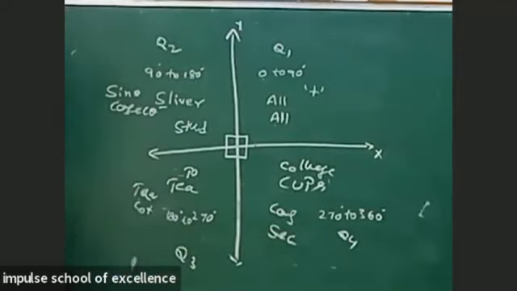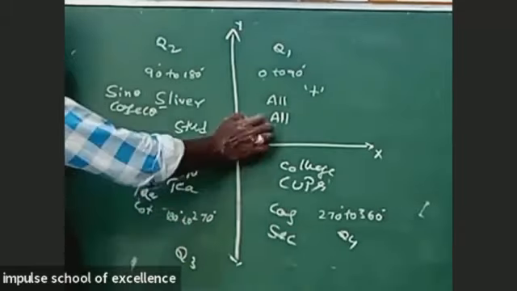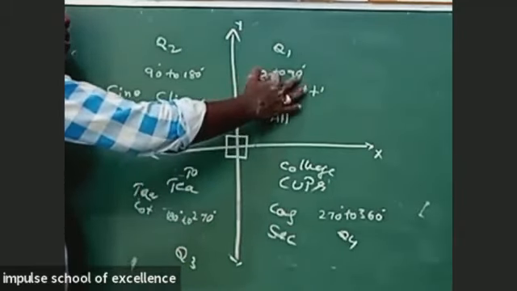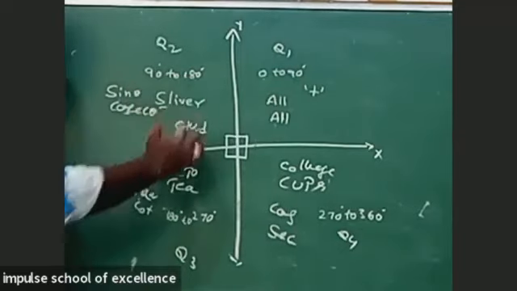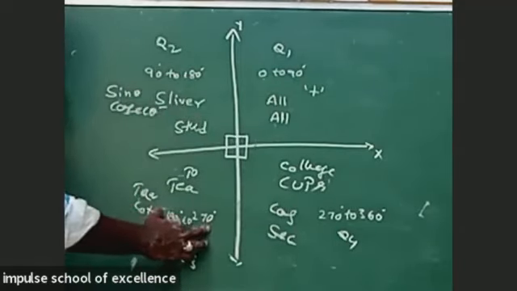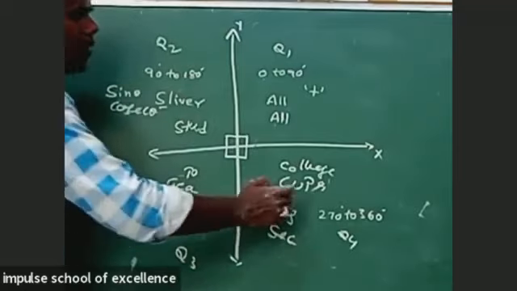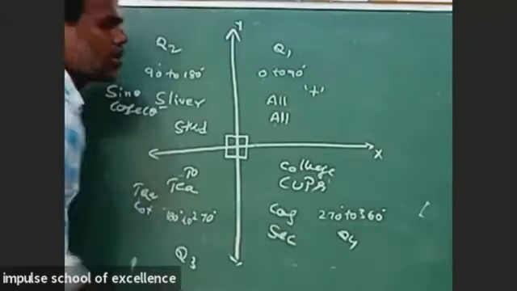Once again, let us see. Here we have the coordinate axis, which divides into the 4 coordinates. The first coordinate takes 0 to 90 degrees, the second coordinate takes 90 to 180 degrees, the third coordinate takes 180 to 270 degrees, and the fourth coordinate takes 270 to 360 degrees.